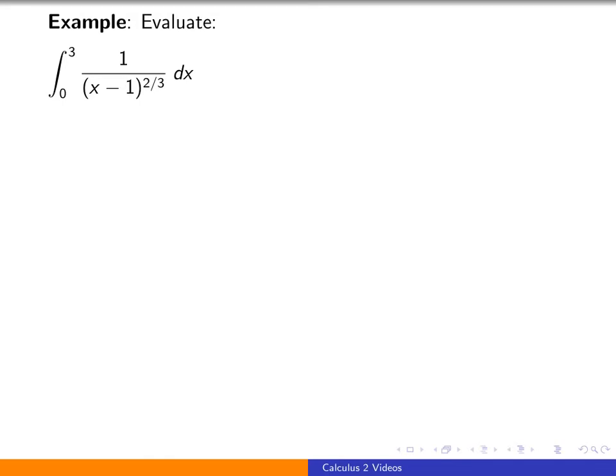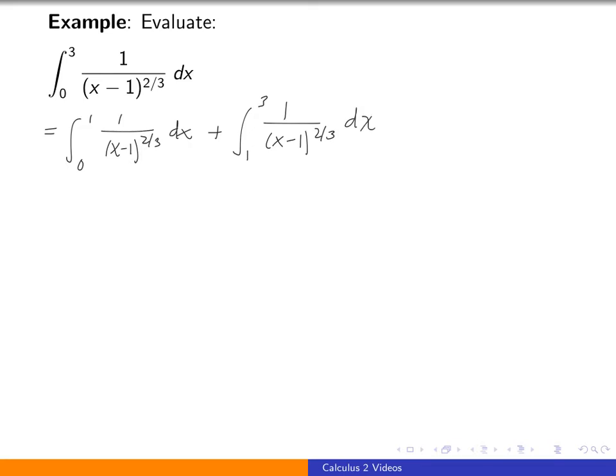The definite integral from 0 to 3 of 1 over x minus 1 to the 2/3. Because of the x minus 1 appearing in the denominator, this will be an improper integral of the second type, and that infinite discontinuity that takes place at x equals 1 is in the middle of the interval from 0 to 3. So we're going to have to break this up into two separate integrals. This will be the integral from 0 to 1 of 1 over x minus 1 to the 2/3 plus the integral from 1 to 3 of 1 over x minus 1 to the 2/3.